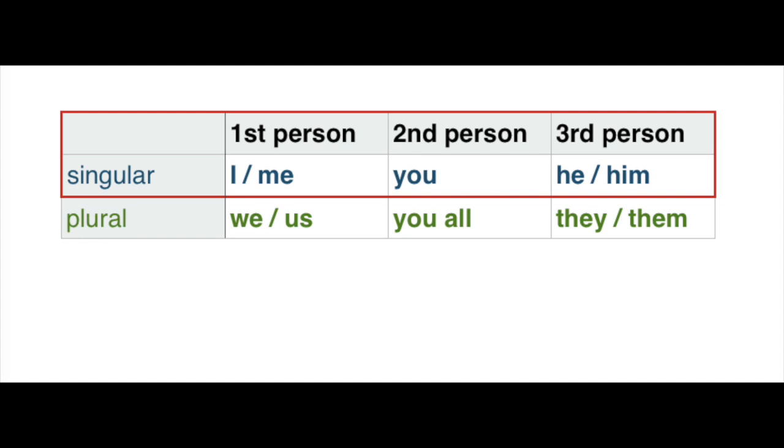Now, you might have noticed that there are actually two first-person pronouns, I and me. But there's only one second-person pronoun, you, and that's it. There are also two third-person pronouns, he and him, or she and her. So first of all, what's the difference between I and me? I is the subject, me is the object.